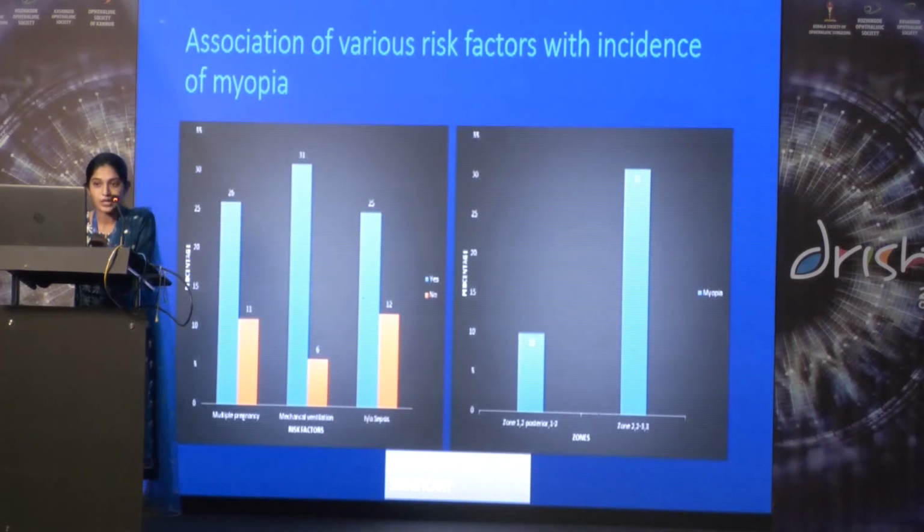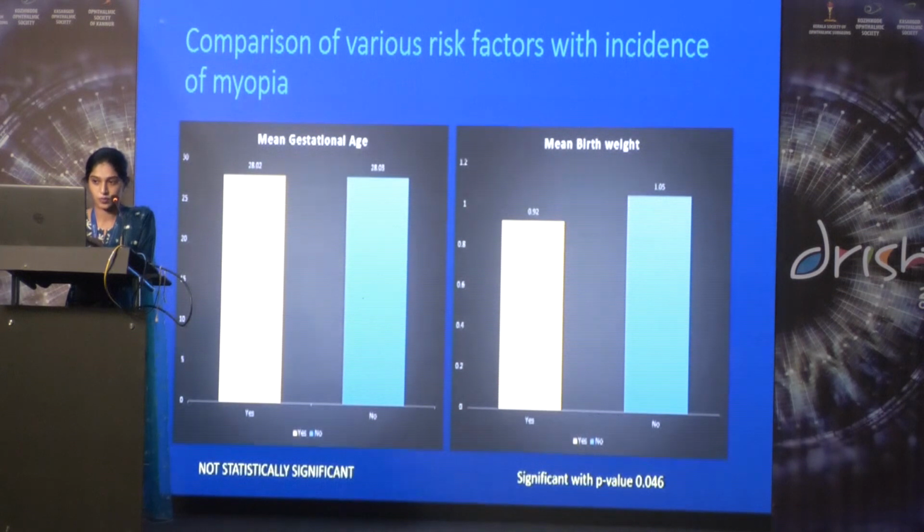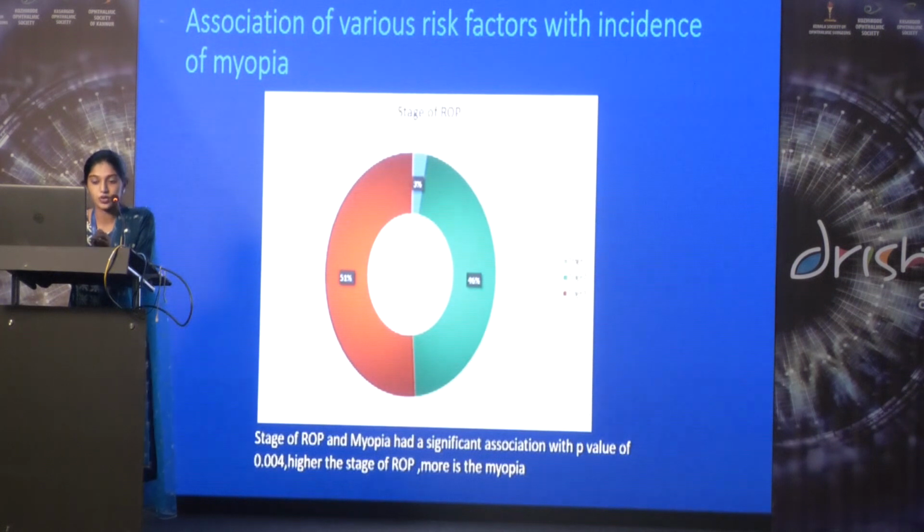We also looked into the association of various risk factors with the incidence of myopia. Multiple pregnancy, mechanical ventilation, and history of sepsis were not found to have any statistical significance with the incidence of myopia. The zone of ROP was also not significant. Mean gestational age was not statistically significant, whereas for birth weight, the incidence of myopia in infants with low birth weight was statistically significant. We also looked into the stage and the incidence of myopia, and the higher the stage of ROP, the more the myopia, with a statistical significance of 0.004.